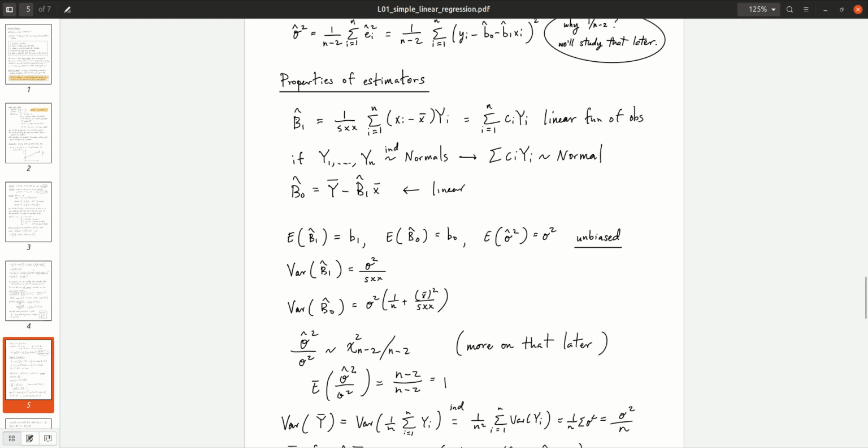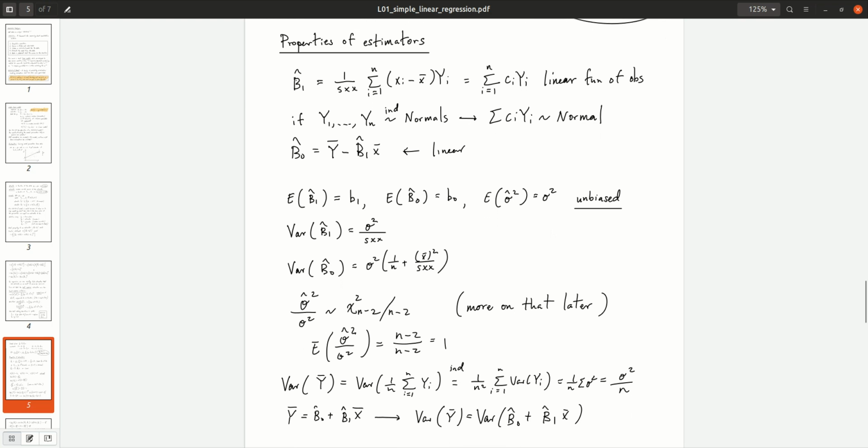It turns out that they're both unbiased, and I'll leave this for you as an exercise to verify that they are unbiased. It turns out that the estimate sigma hat squared is also unbiased. This we'll have to wait till a little later on in the semester to learn why that's true. But for these ones, you can verify yourself. And the variance of these, which you can also verify yourself, is for B1 hat, sigma squared over SXX. And the variance of B0 hat is sigma squared times 1 over n plus x bar squared over SXX.